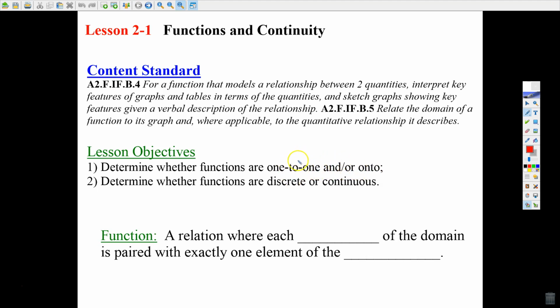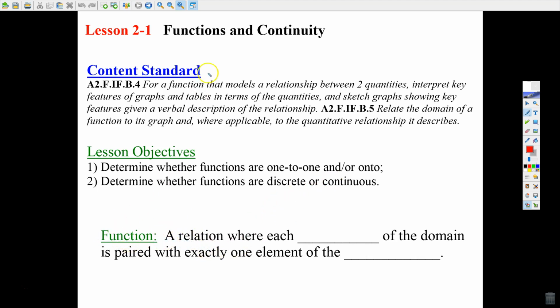And hopefully you will be able to determine that based on a set of ordered pairs that are given to you, a mapping diagram, or a graph. You should be able to tell by looking at any of those three examples of functions. And then finally, number two, we want to know whether or not a function is discrete or continuous, and we'll be able to understand what that means in the second half of our lesson.